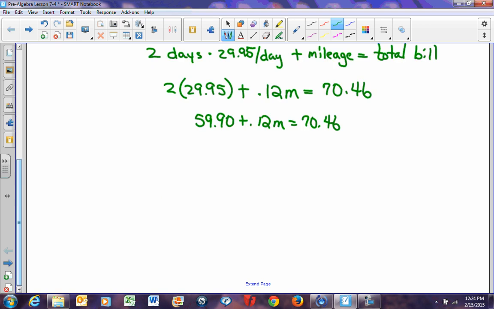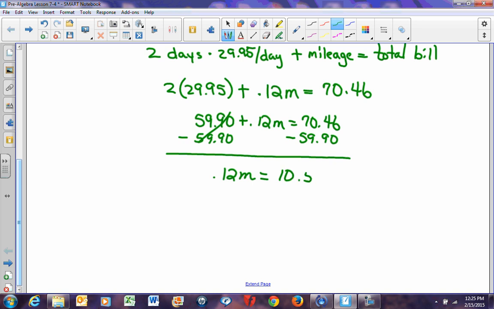So let's solve this equation. To get m all by itself, I will need to subtract $59.90 from both sides of the equation. These will cancel out on the left hand, and I'm left with 0.12m. And $70.46 minus $59.90 is $10.56. To solve this, I will divide by 0.12 on both sides. This is where a calculator is very handy. Doing these long division problems is not very much fun.